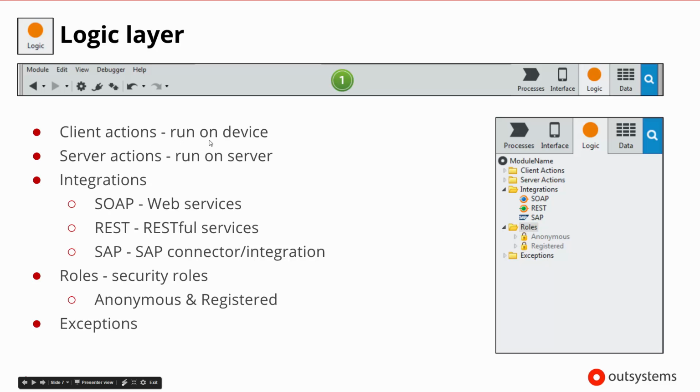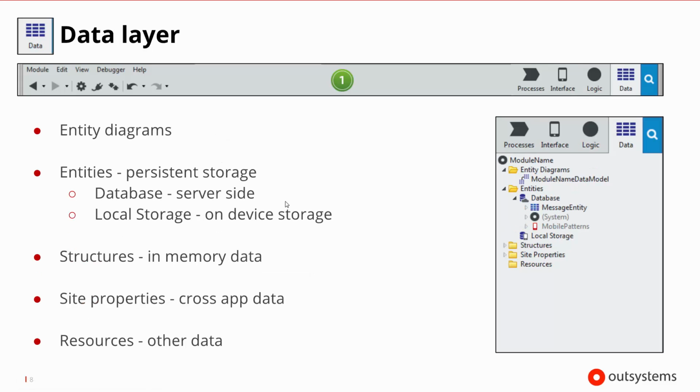Those screens will eventually need to do something, and that requires some sort of logic. There will be client actions that run on the device for the mobile side of things, and then there are the server actions that are running on the server side. Sometimes when we're doing extra work on the server side, we will be using services or other types of integrations and making sure that those are secured. So a lot of different individual logic components are available.